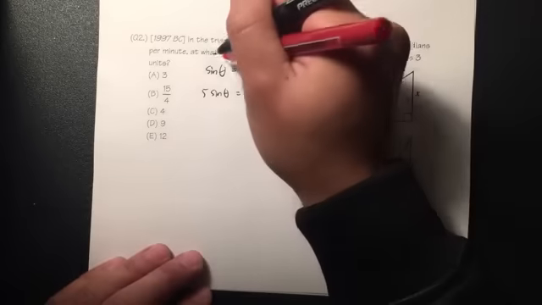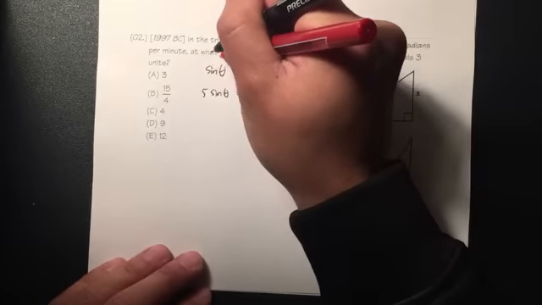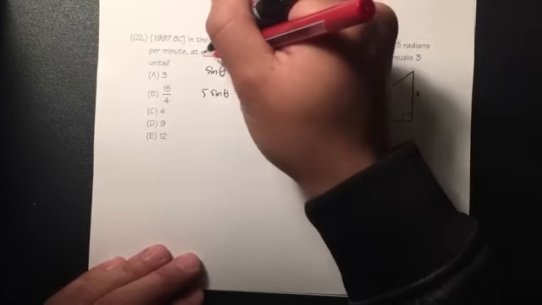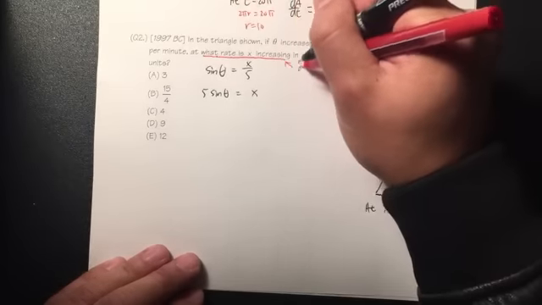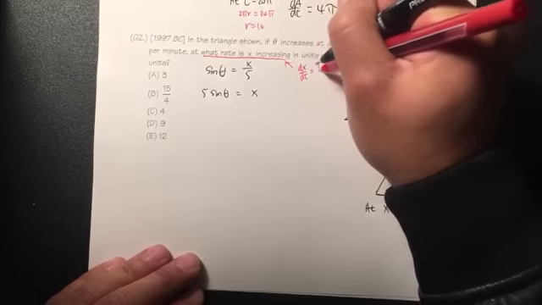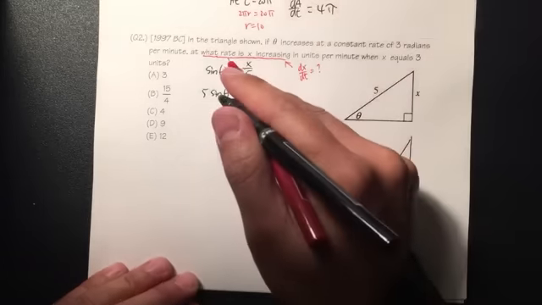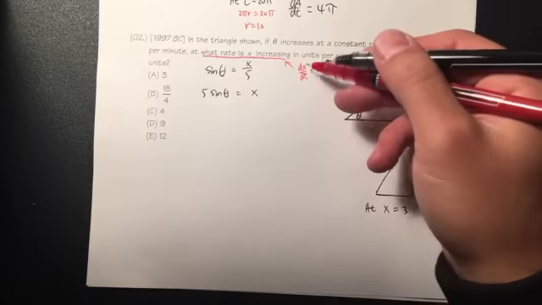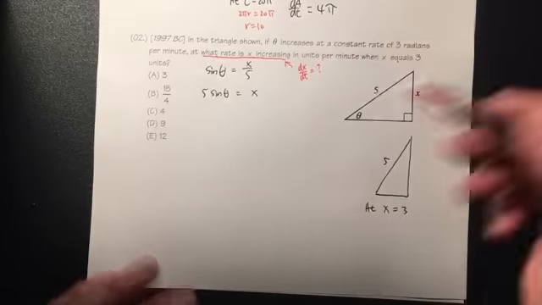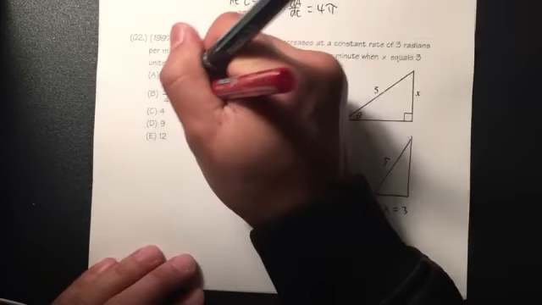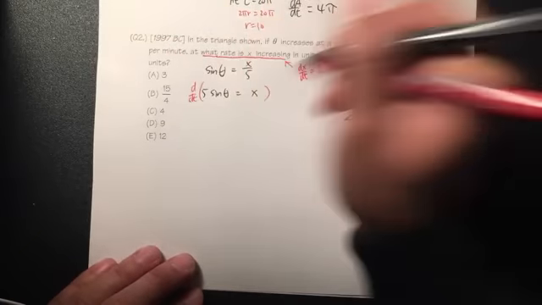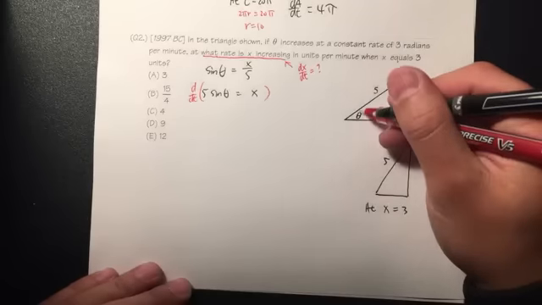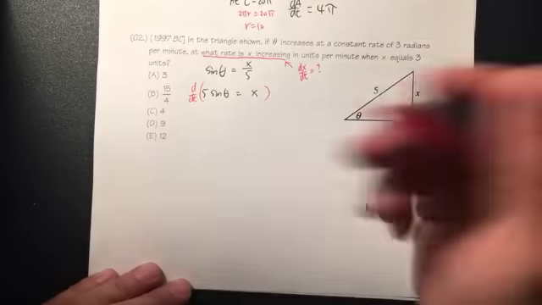And right here, the question is asking the rate of change of x, right? So we are trying to find out what dx/dt is. And the hint is, whenever you see rate, that means derivative. And here we are talking about x, so it's the derivative of x with respect to time. Right here, we can just go ahead and differentiate this with respect to time.